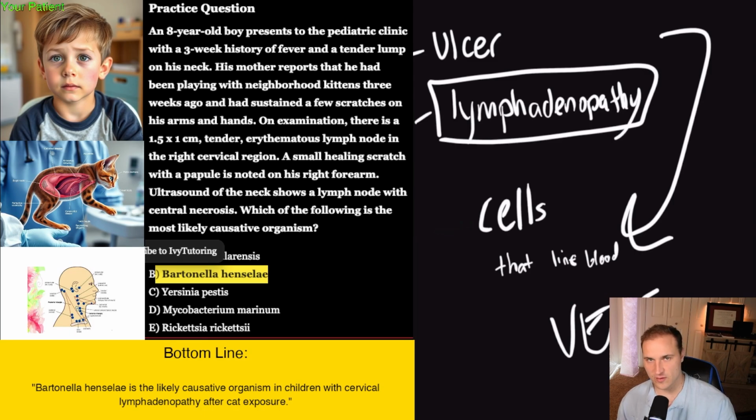So you get the abnormal growth of the small blood vessels. And they start to look like little red papules and nodules. And those can easily be confused with Kaposi sarcoma. But yep, this is just cat scratch disease, and so the answer is B.